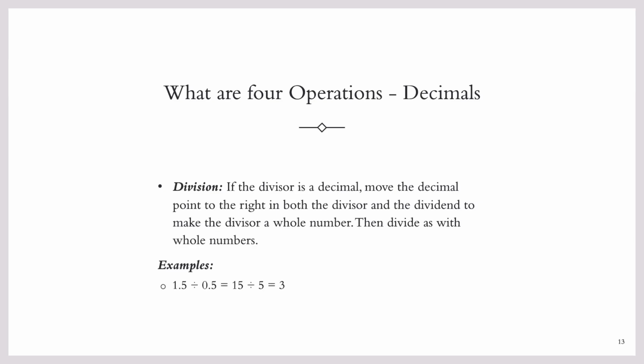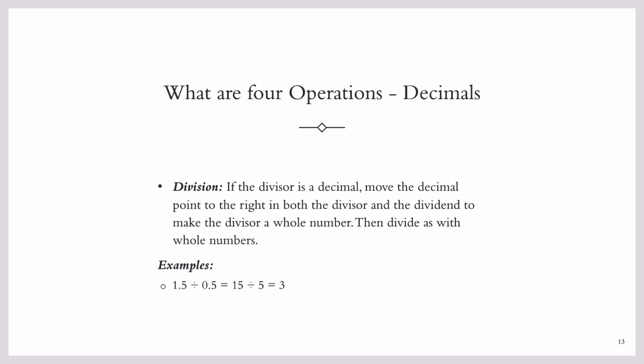Next, we have division. If the divisor is a decimal, we move the decimal point to the right in both the divisor and the dividend to make the divisor a whole number. And then we divide it as we would have divided it with whole numbers. For example, we have 1.5 divided by 0.5. So we move the decimal points to the right. So one place to the right, and it would become 15 divided by 5.